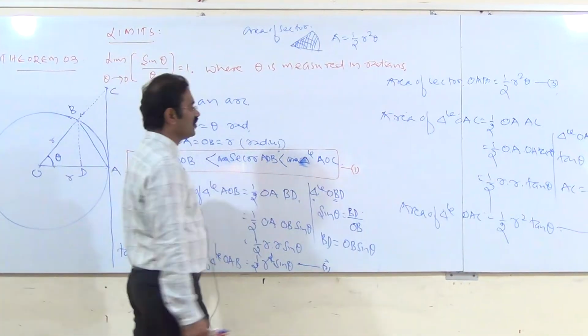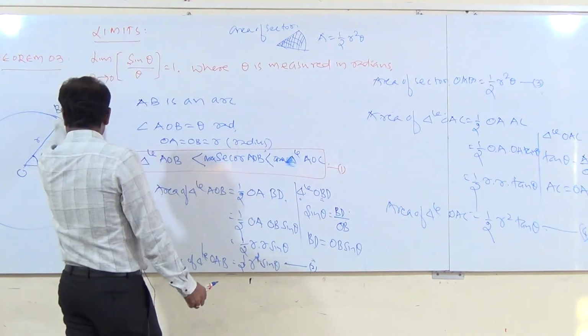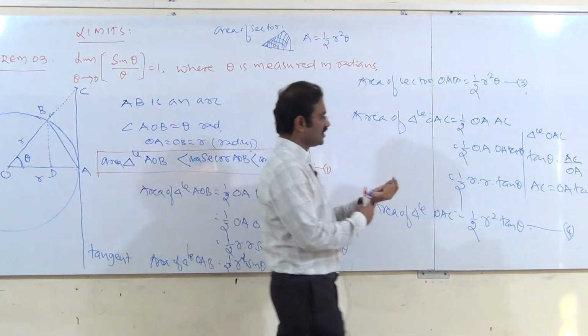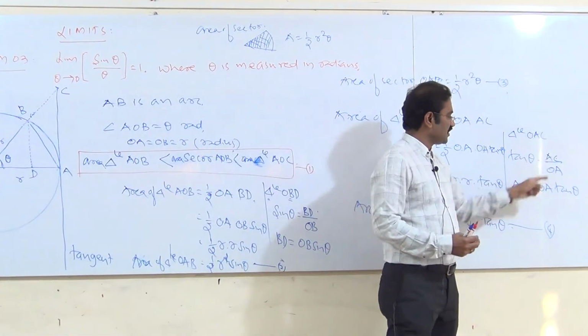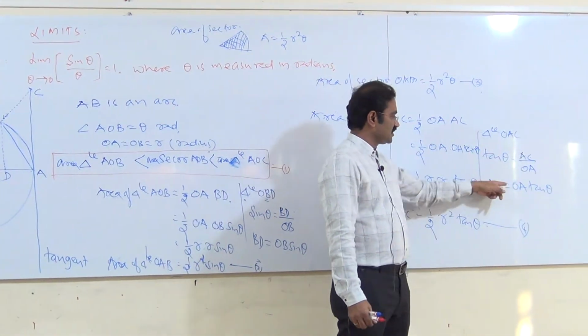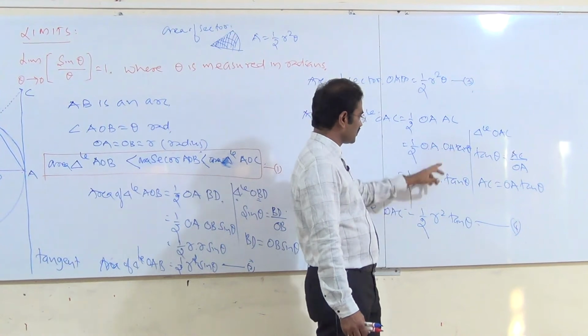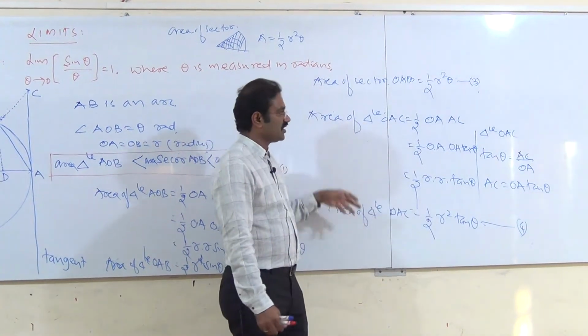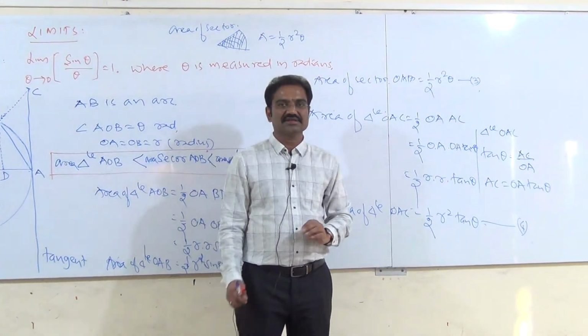To find the value of AC, I define tan theta as the opposite side divided by the adjacent side. Therefore, tan theta is equal to AC by OA, so AC is equal to OA into tan theta. I substitute the value of R. It is 1 by 2 R square into tan theta. Now the main discussion starts.